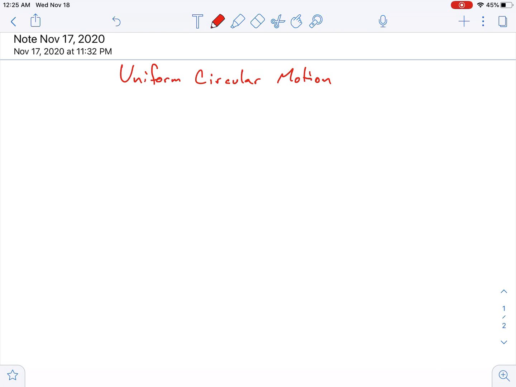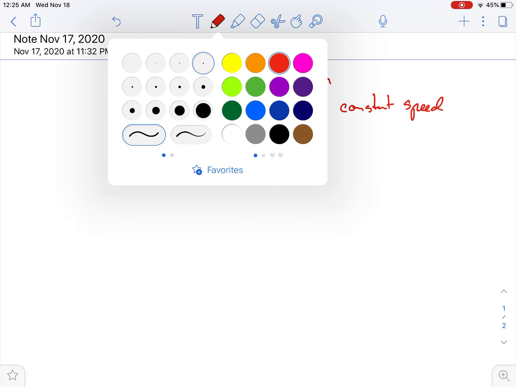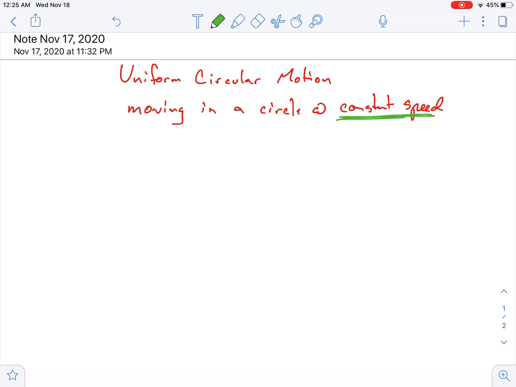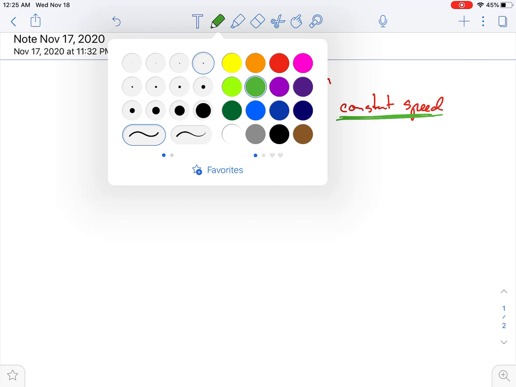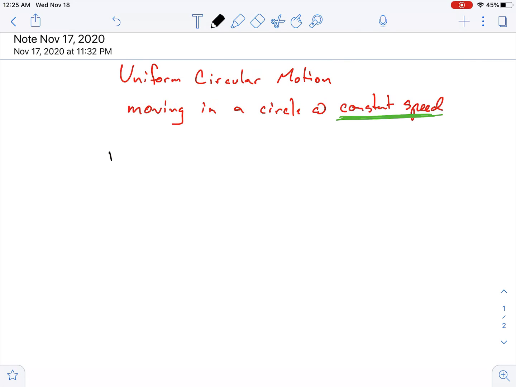Keep in mind that the term uniform circular motion, by definition, means moving in a circle at a constant speed. That constant speed, that's really what we're looking for here. We want to figure out what that constant speed is when we're traveling in a circle. In order to do that, we're going to think about what it is that we're actually measuring. We call it the velocity, but really we're calculating the magnitude portion of that velocity, which is why we're going to calculate it as a speed.